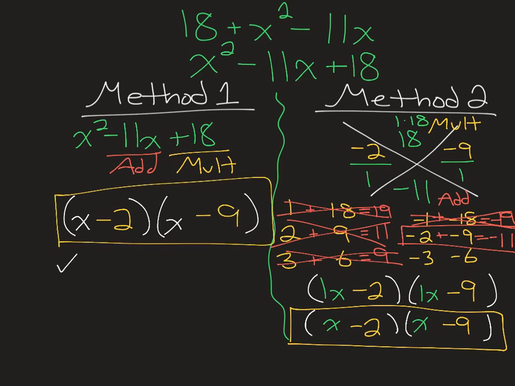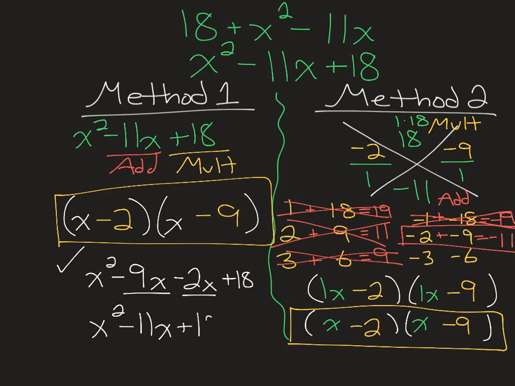So if I try to multiply these back out, x times x is x squared. X times negative 9 is negative 9x. Negative 2 times x is negative 2x. And negative 2 times negative 9 is 18. Combine your like terms you have here in the middle to get negative 11x. And sure enough, the product matches what you started with. So you know it is correct. So again, either one of these methods work. It's up to you which one you want to use.